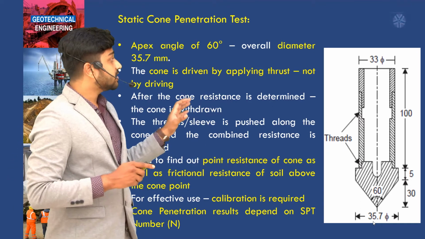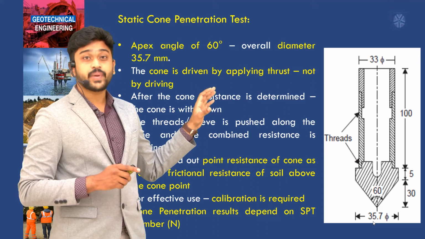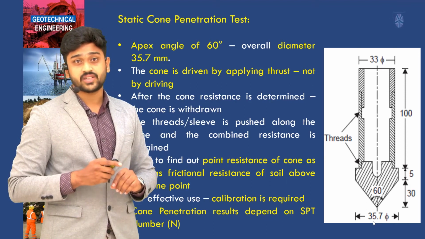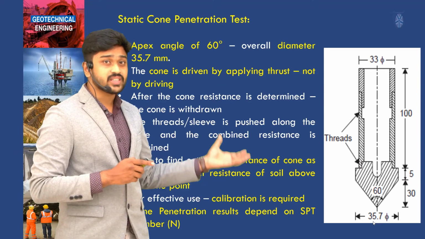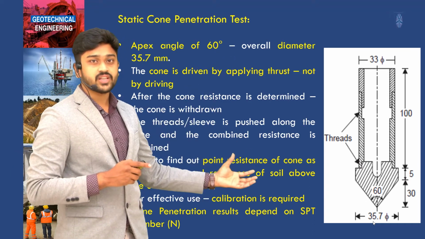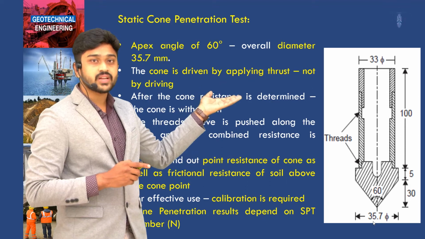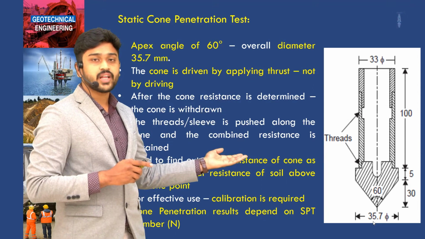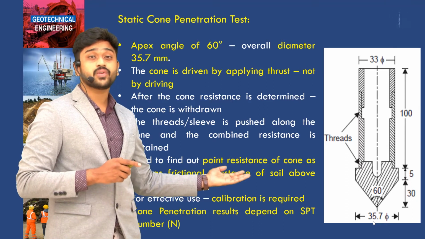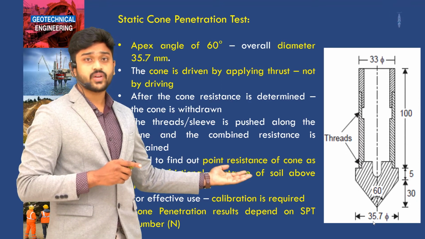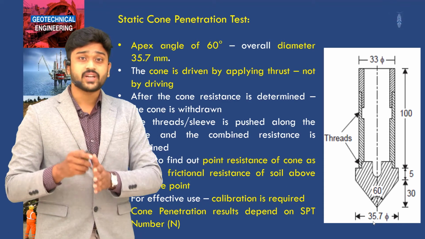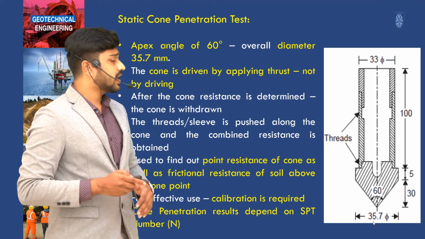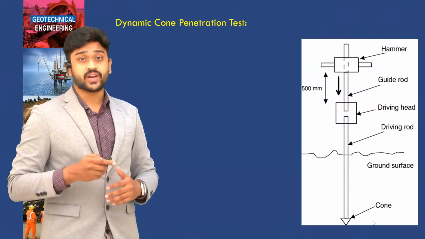Now furthermore, for any effective use of this, we need to carry out calibration, which is a must. Then the cone penetration test here depends upon the SPT value, which we have learnt in the standard penetration test. Since this is also given by some thrust, we need to measure at different intervals, say 150 mm, 300 mm depths, to ultimately carry out the N value. So this depends upon the N value. Clear?